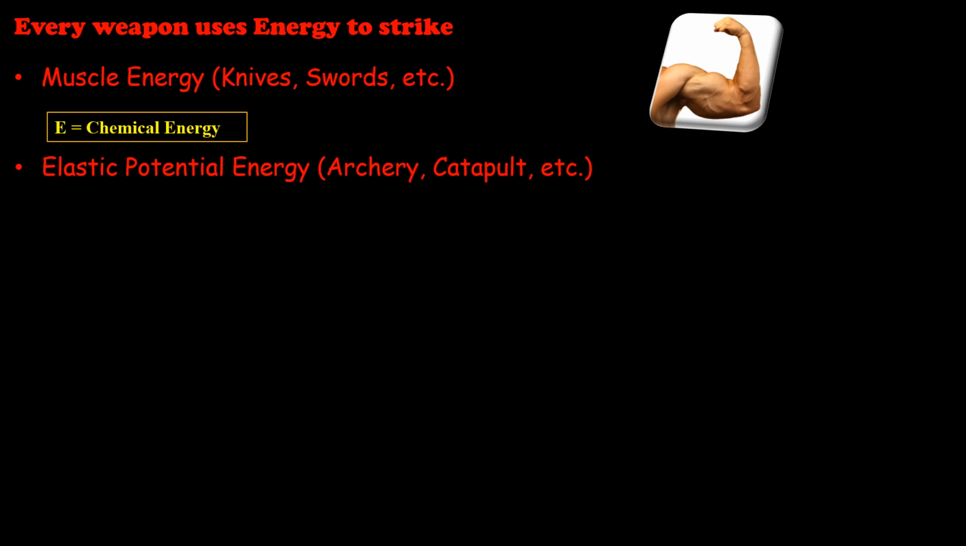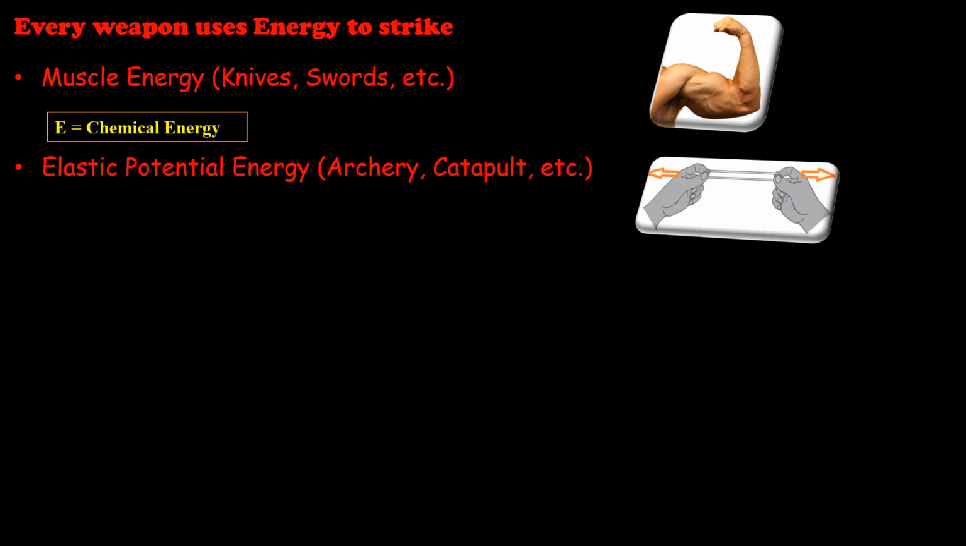Then, for instance, you have archery or maybe a catapult. The origin of this energy is elastic potential energy, which we learned from the basics of mechanics of materials: half kx squared. I'm not going too deep into its physical meaning here, but this is the energy we have. x is the extension and k is the elasticity property of the material we use.